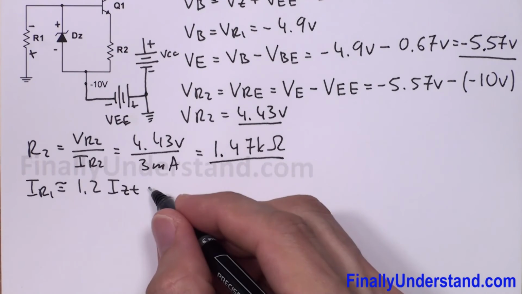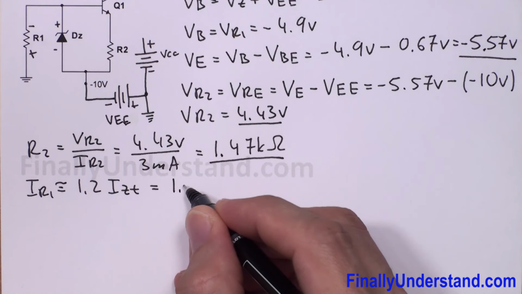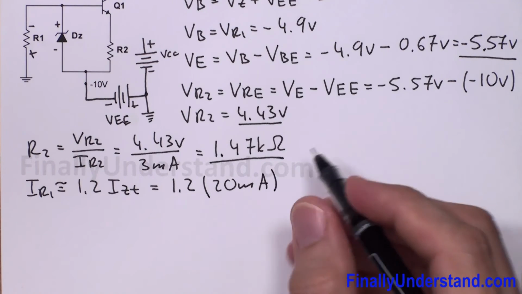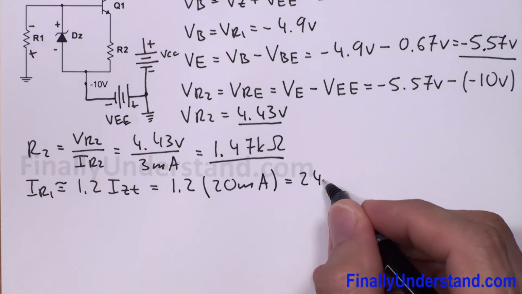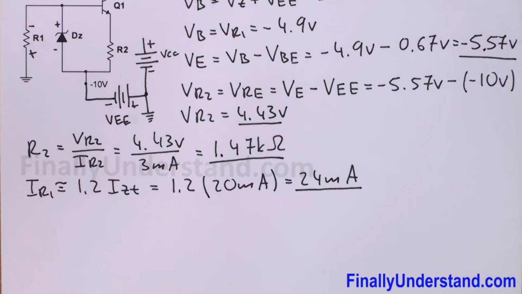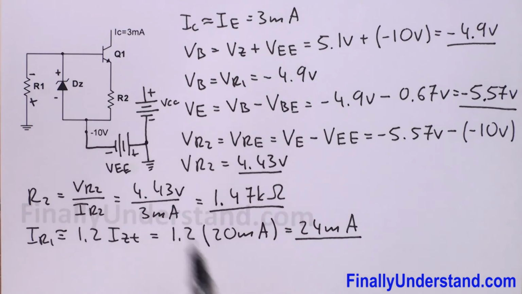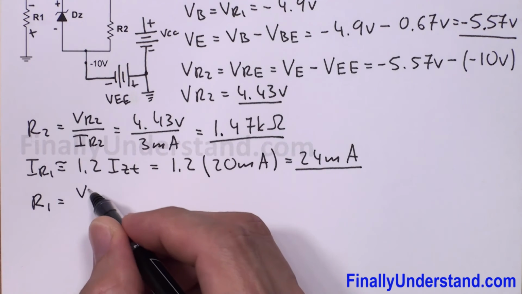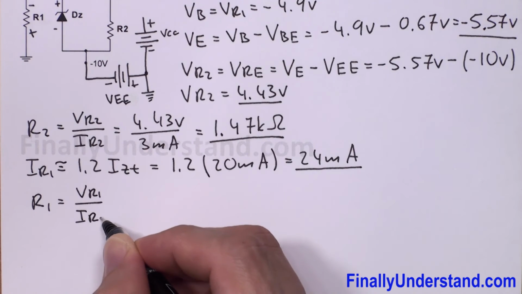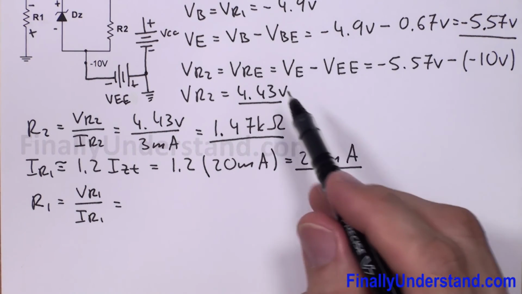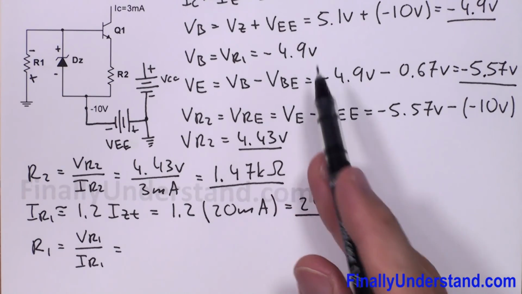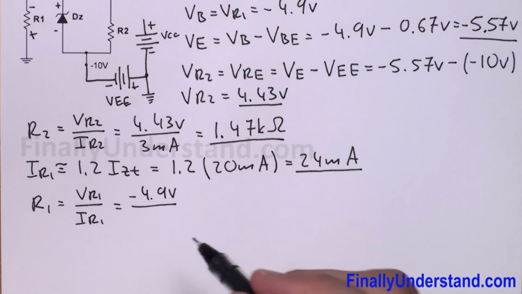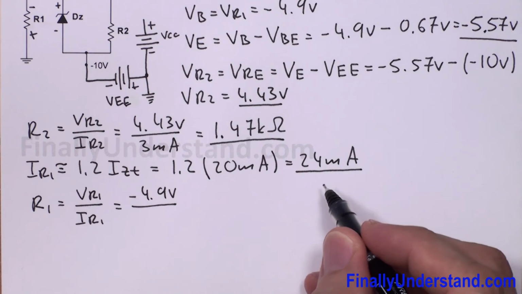That's why I'm going to write that my IR1 is equal to 1.2 times 20 milliamps. So this is equal to 24 milliamps. This is the current which will go through resistor R1. Next, I'm supposed to simply write the formula for the resistance. R1 is equal to VR1 over IR1, where VR1 we said is equal to negative 4.9 volts, so negative 4.9 volts over IR1. IR1 is equal to 24 milliamps.